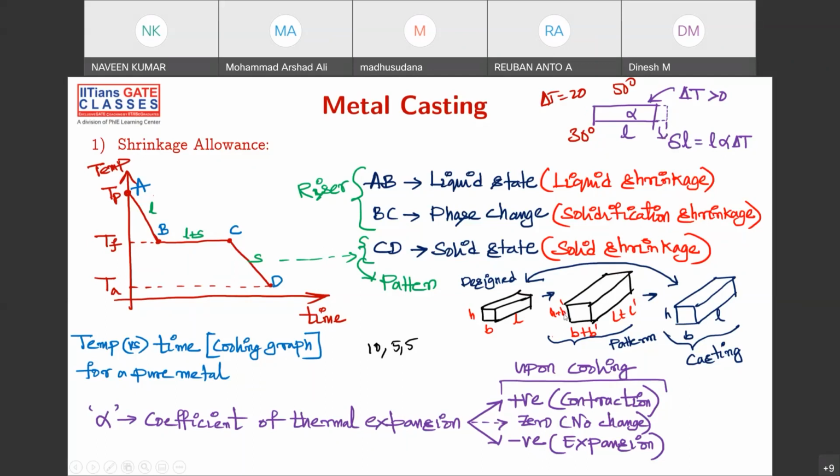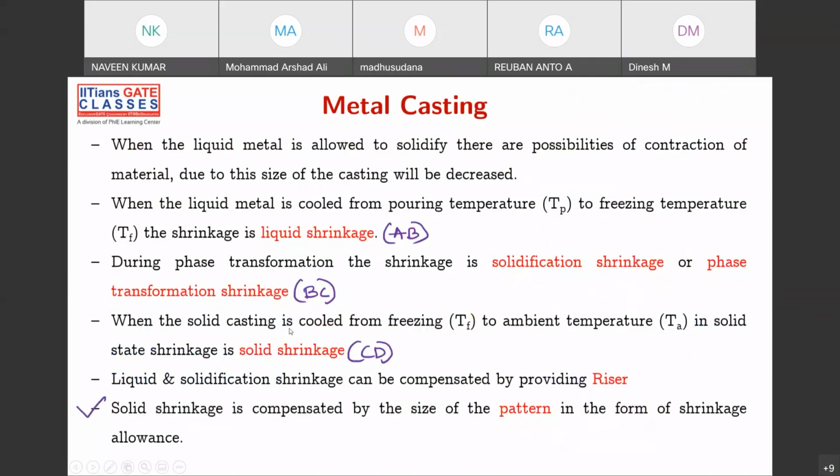You can increase that length, and then after some time, when it is cooling, this same delta L will be reduced. When you're heating, the delta L is increasing. When you're cooling, the delta L will be reducing. That's it. Okay, fine. Hope I'm making my point clear. So whatever I've explained is written clearly here.